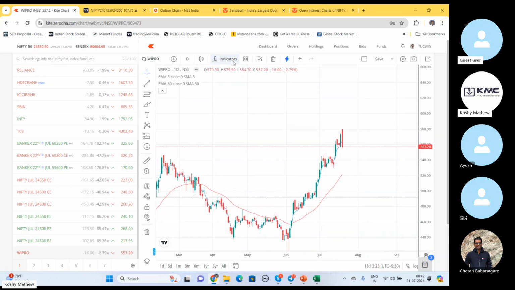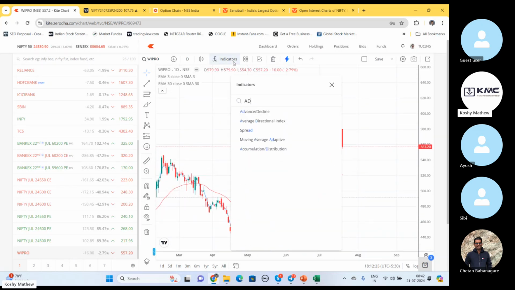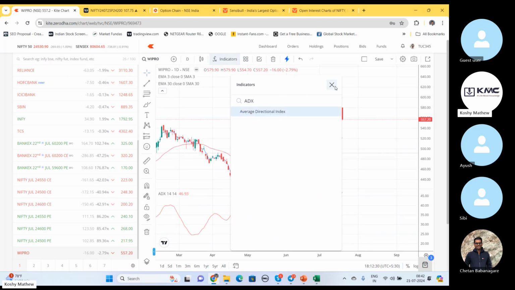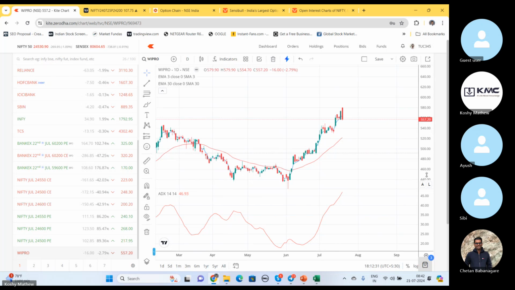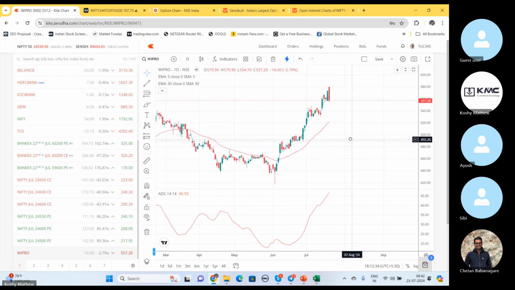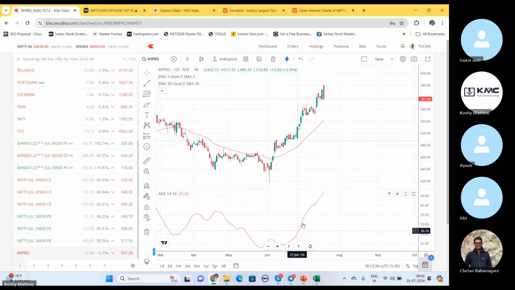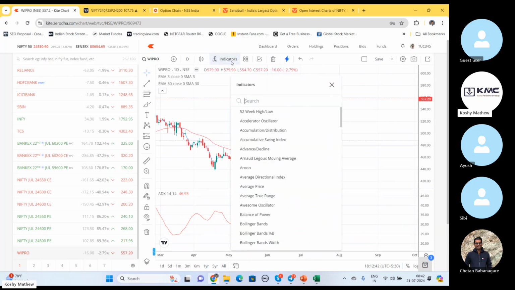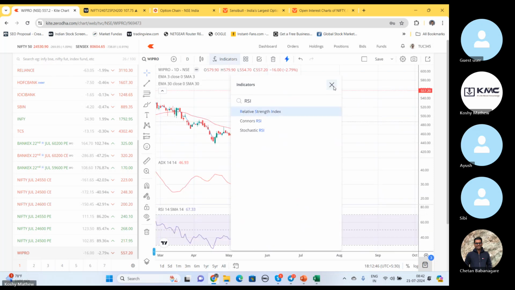You put an indicator. That's called ADX, the Average Directional Index. Which direction is the index going? This is the stock on a daily basis. Okay, it's going up. ADX shows you the direction. You have another indicator, which is called RSI, the Relative Strength Index of a stock.